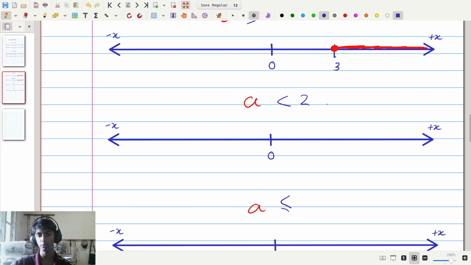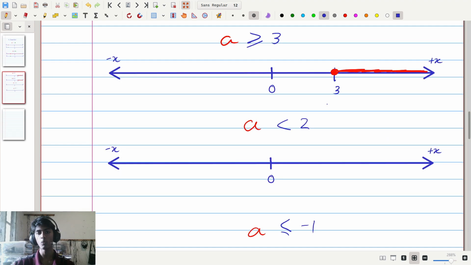Let's put A less than or equal to negative 1 just to have some variety. So over here, what we mean by A less than 2 is that given the value 2, A is some numerical value which is less than 2. And here, since we do not have an equal sign, we do not include the exact point of A equal to 2.